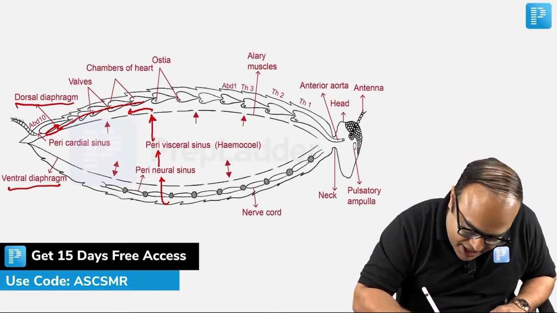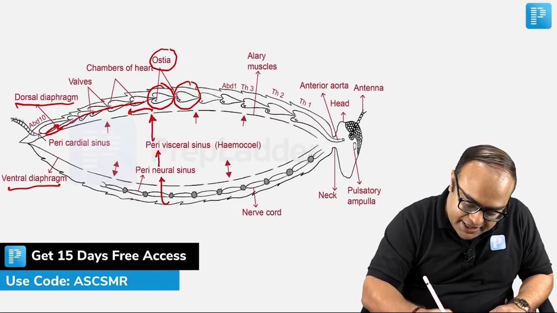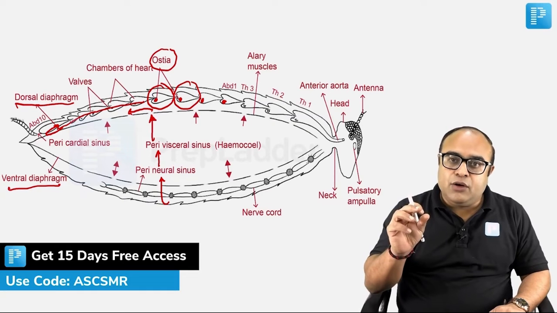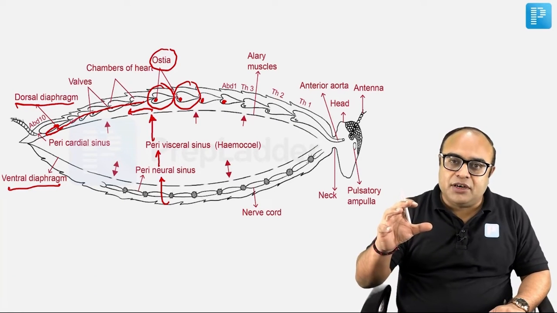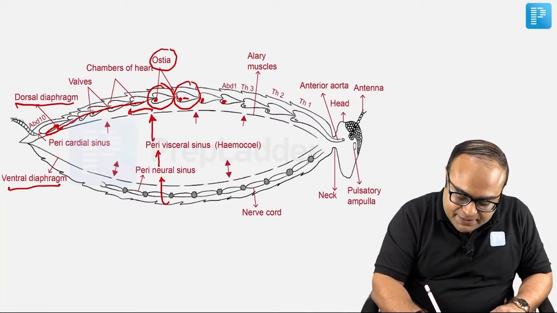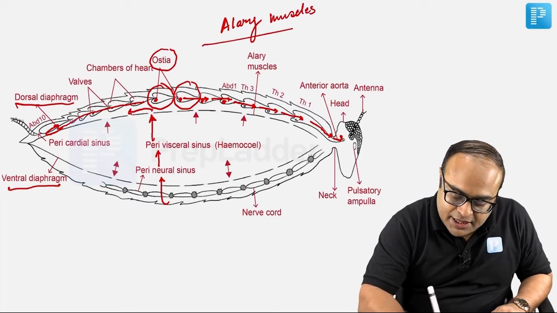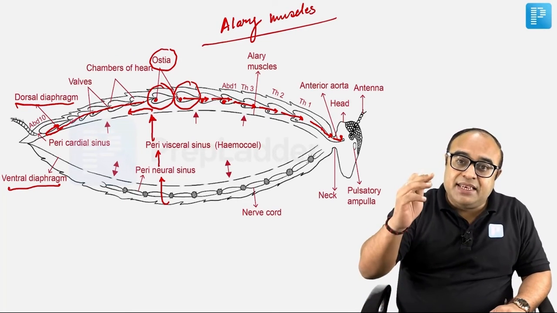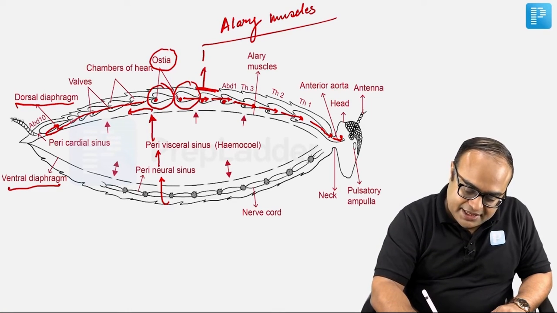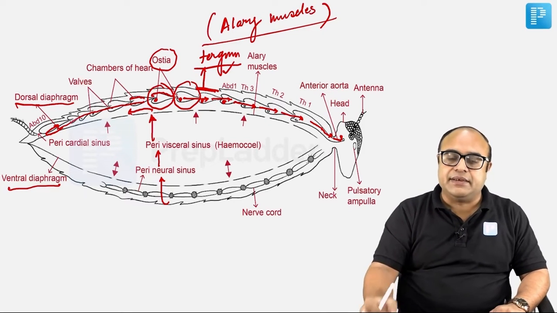See, now every chamber of the heart contains an ostium, just have a look at it. Every chamber of the heart has a small ostium over here. Through these ostial openings, when the heart contracts, the blood is pushed into the alary muscles. One end of the alary muscle is attached to the tergum or the tergite. This portion was known as the tergum. The attachment of the alary muscles can also be asked, and how does it help in it?